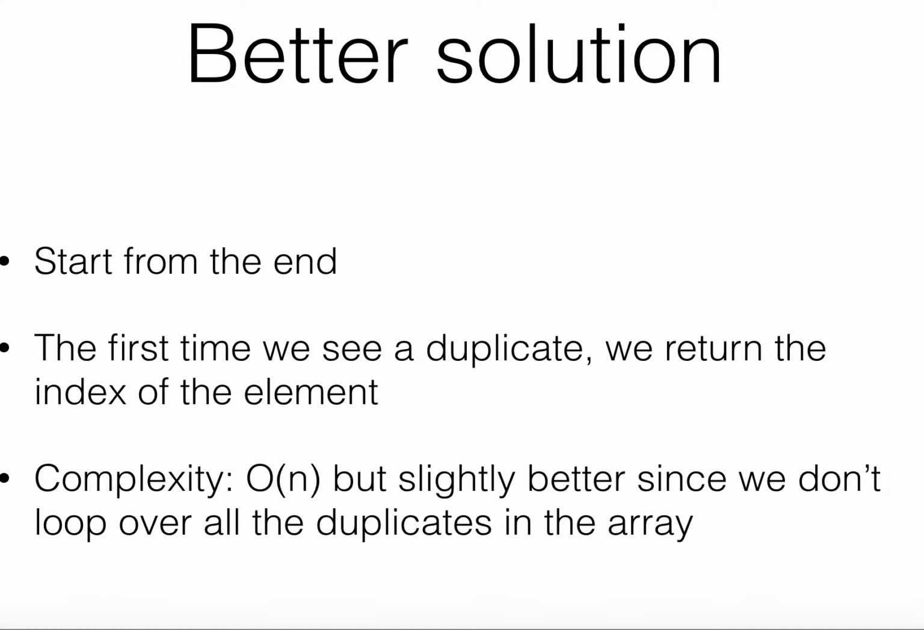So this is a better solution. You start from the end, and the first time you see a duplicate, you return the index of that element. Now here the complexity is also order of n, but it is slightly better since we don't loop over all the duplicates in the array. So that is how you would approach this problem.